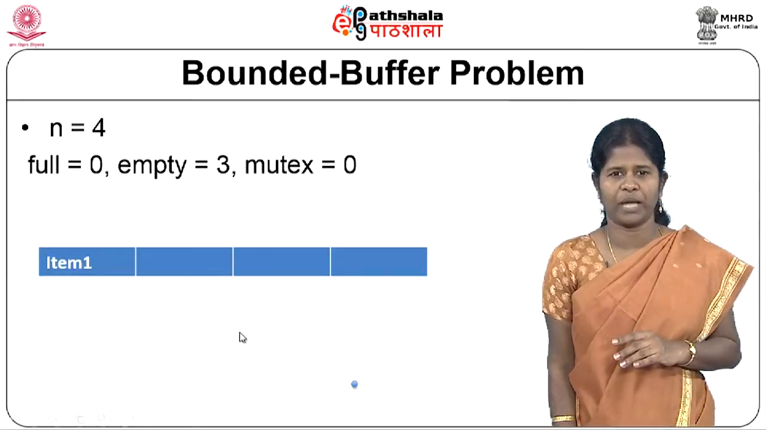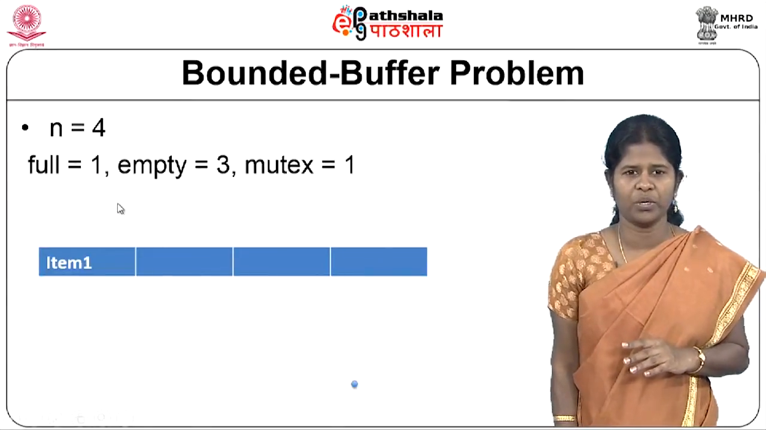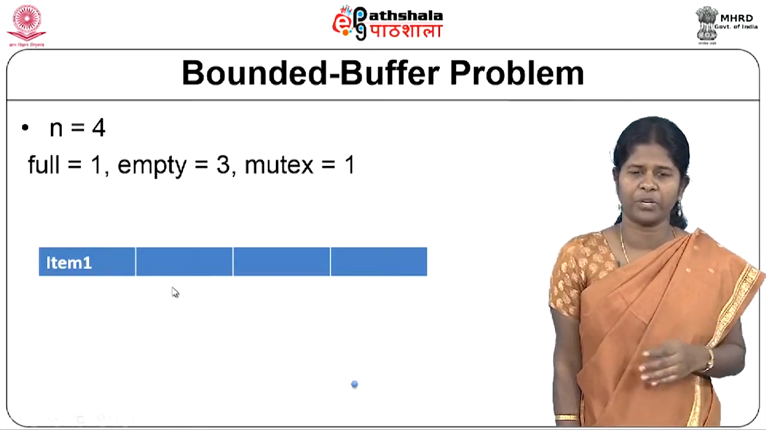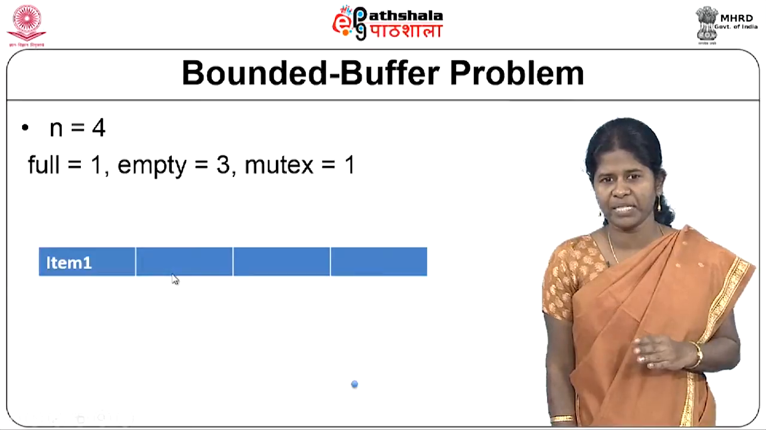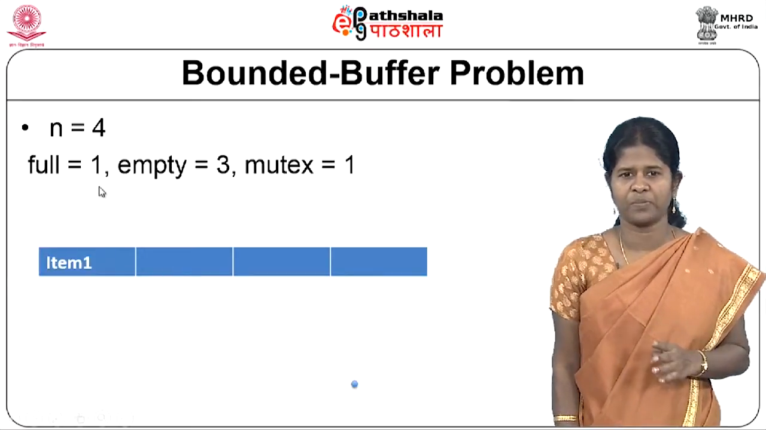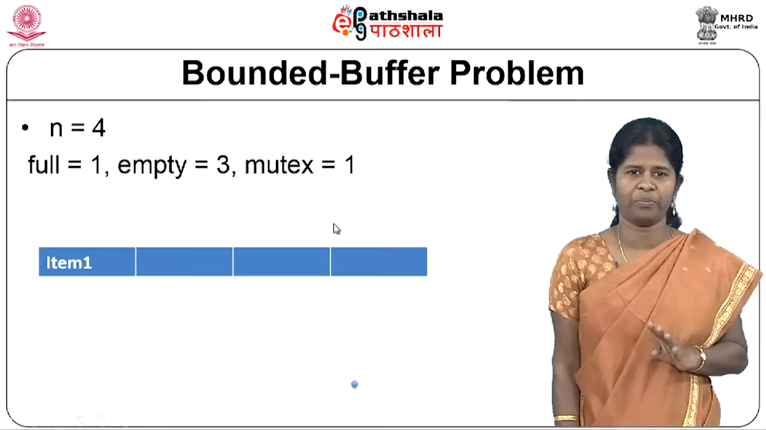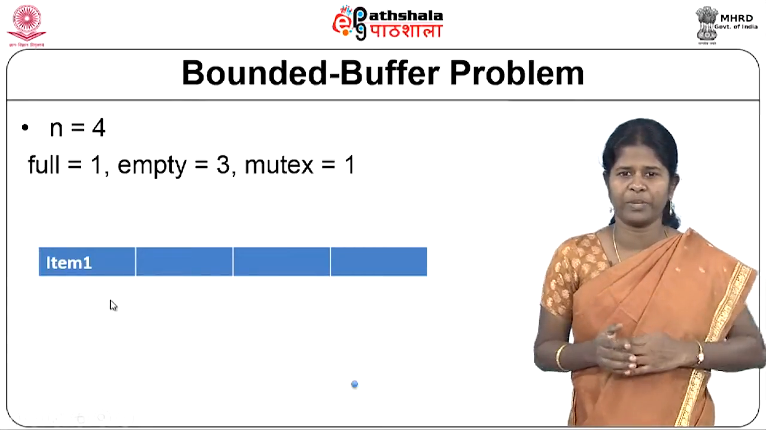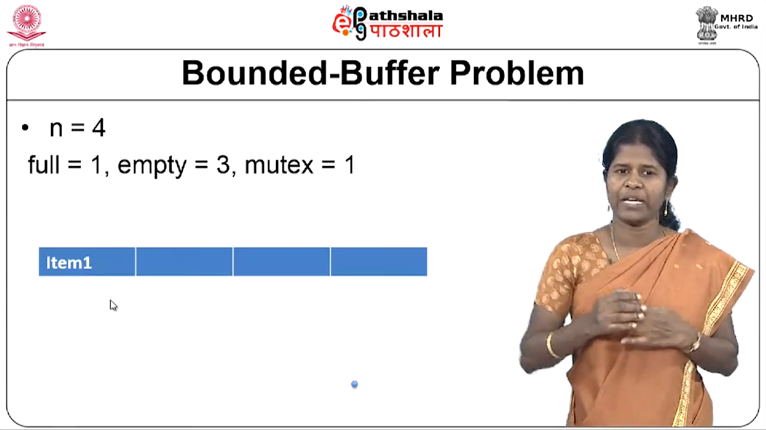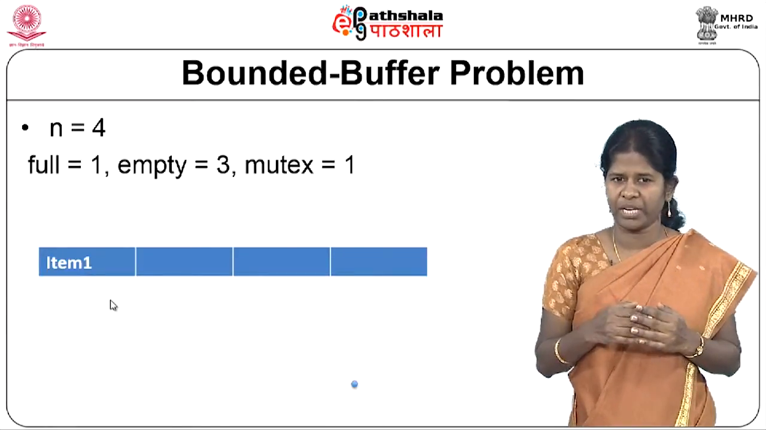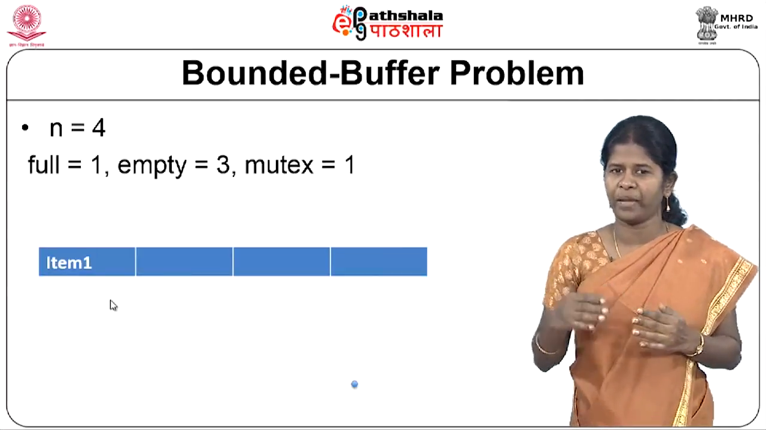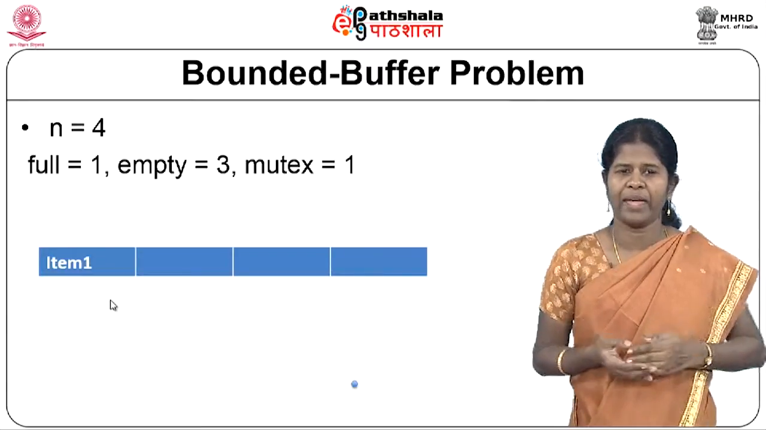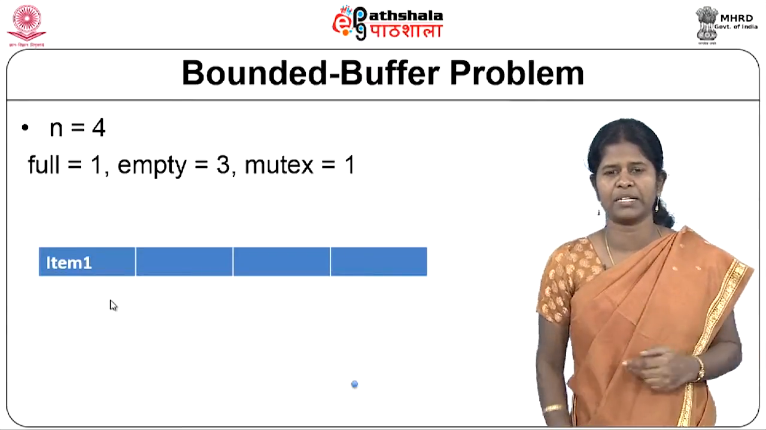And next, full is made equal to 1. So, after placing the item in the buffer, what should the producer do? It should signal mutex and signal full. So, full is made 1 and mutex is also made 1. So, this is what happens at the end of one round of the producer algorithm, that is, it first waits on empty, decrements the value of empty, then waits on mutex, decrements the value of mutex, then places the item, and then it signals full and signals mutex.